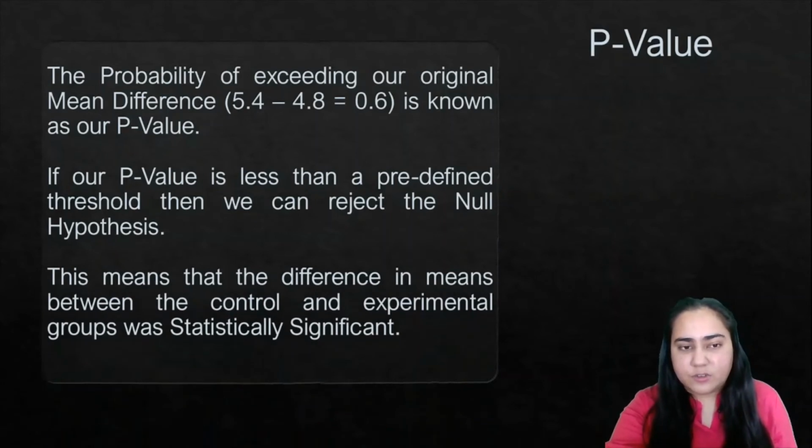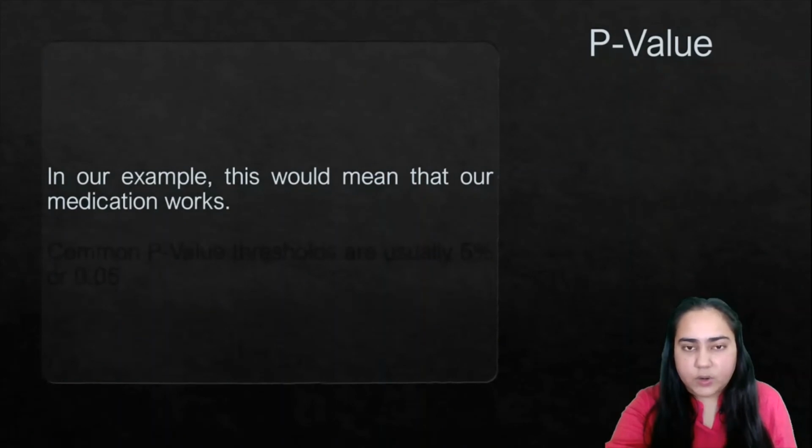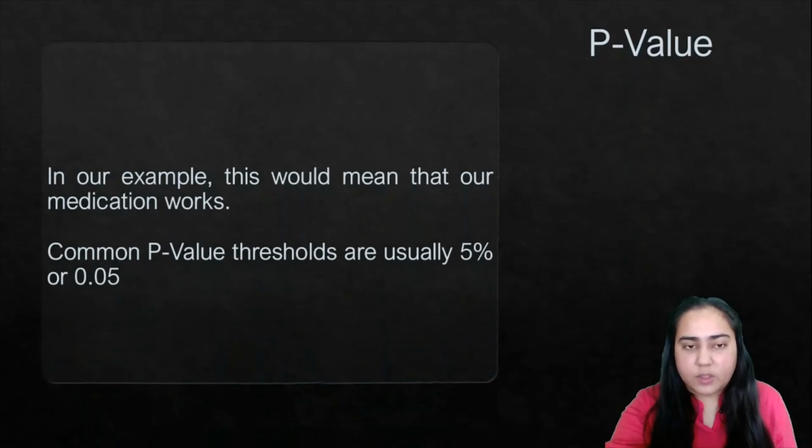So this means that the difference in means between control and experimental groups was actually statistically significant if the p-value is less than the threshold value which we have decided. In our example of the drug trials, it would mean that our medication works, and the common p-value threshold normally used in trials like these is 5%, or if you want to pull it out of 1, it would be 0.05. So this is the common threshold of p-value that we have.